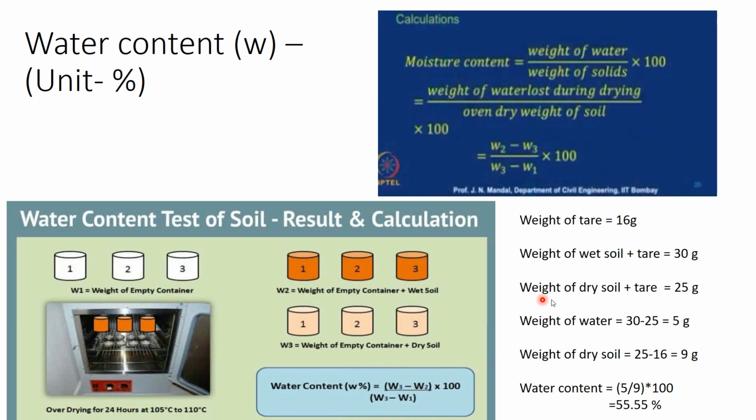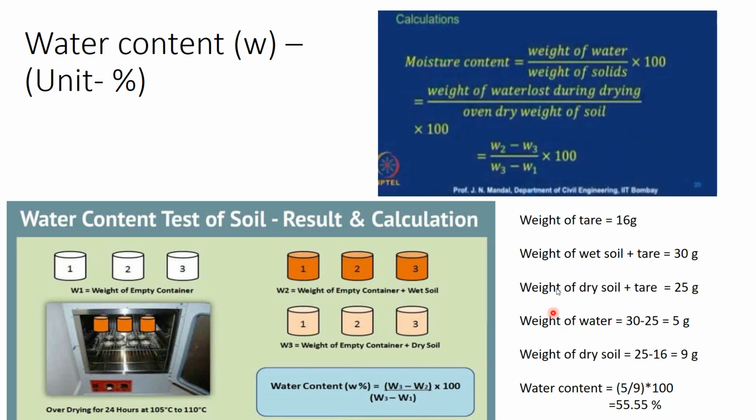Now I have to place the container in an oven. The oven has to be maintained at around 105 degrees Celsius. At that temperature, the crystalline water also will be removed from the soil. So any water that is present in the soil will be removed. So you maintain the oven at 105 degrees Celsius, and the soil is kept in the oven for 24 hours. Now it is removed, and you measure the weight of dry soil plus tare. That's going to give you around 25 grams, for example.